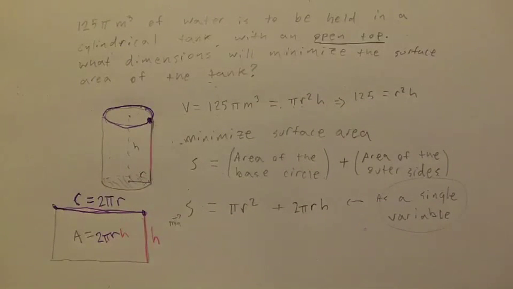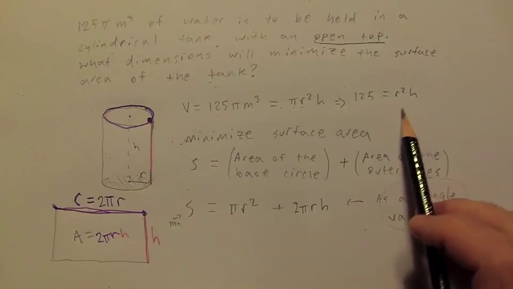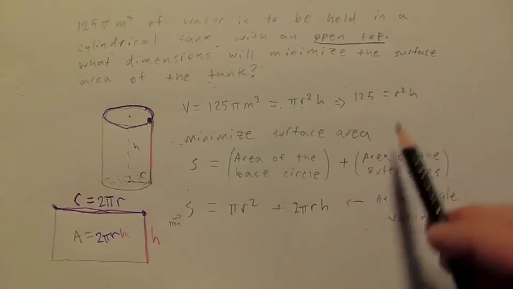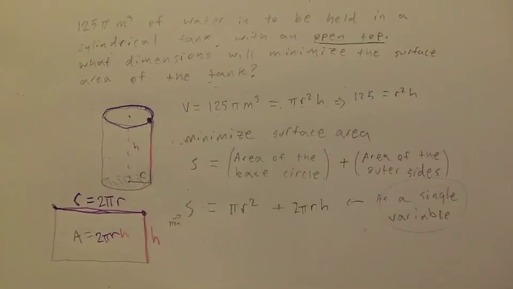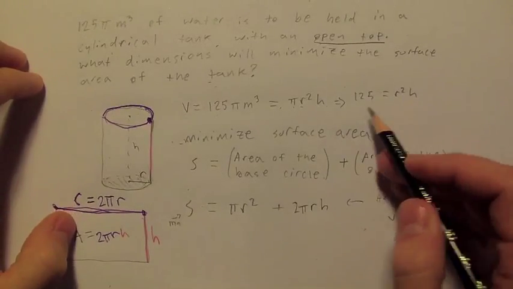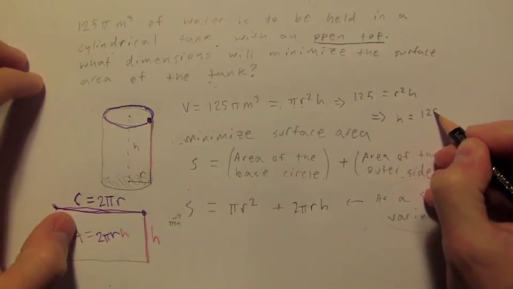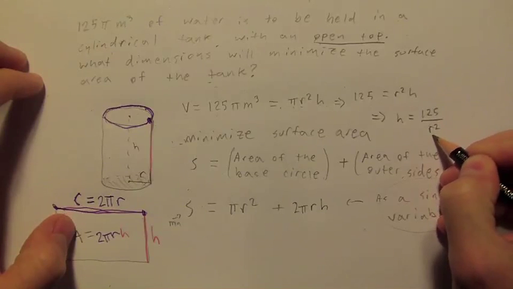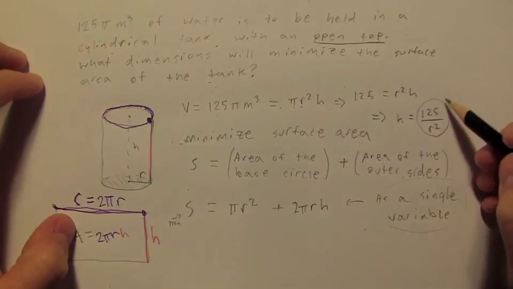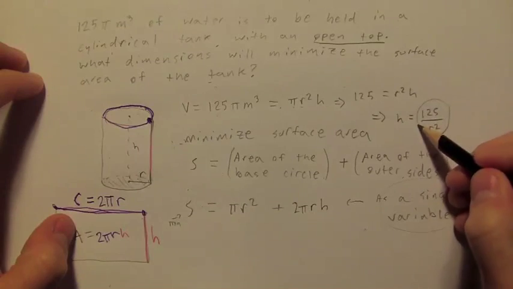Now what's easiest to solve for is h. If you solve for r, you would divide by h and then you'd have to take the square root of this thing. I don't want to do that, right? I'm just going to divide by r squared and that gives me that h is equal to 125 divided by r squared, and use that. All right, so I'm going to put that in for h.